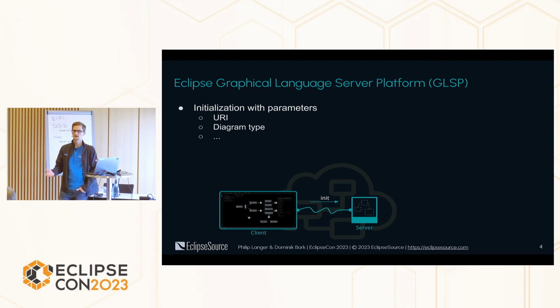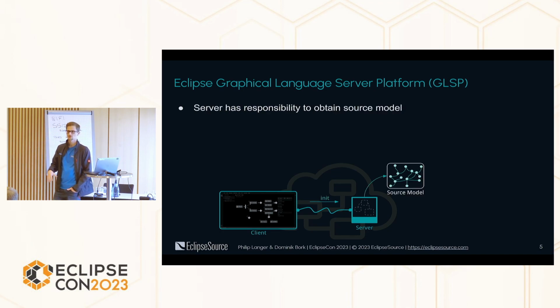So the communication between the client and the server works essentially as follows. When the user opens a diagram, the client is opened and sends an initialization request to the server with some init parameters, for instance a file URI or a diagram type or whatever you need on the server to be able to identify the correct data source that you should be loading and the correct diagram. Based on that information, in the next step, the server is responsible for loading the source model, which is the data source that contains the information that you need for building the diagram.